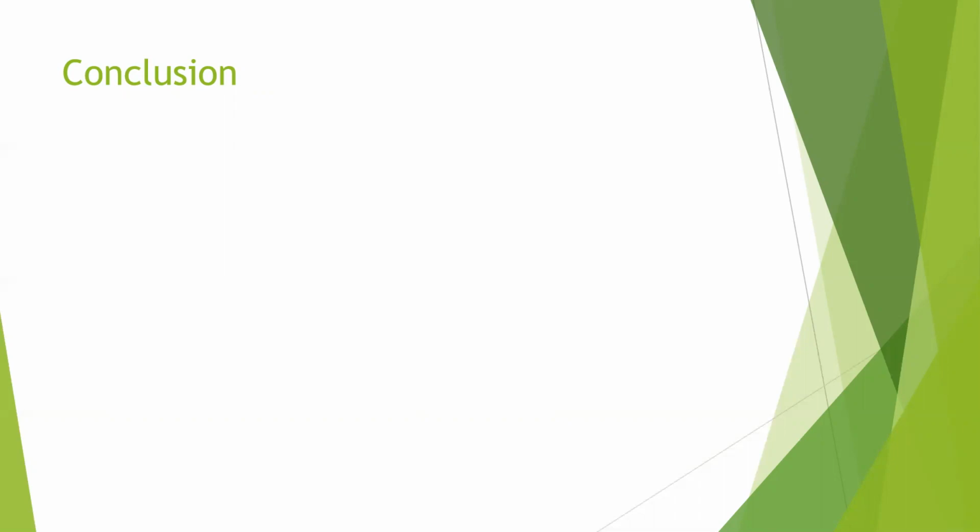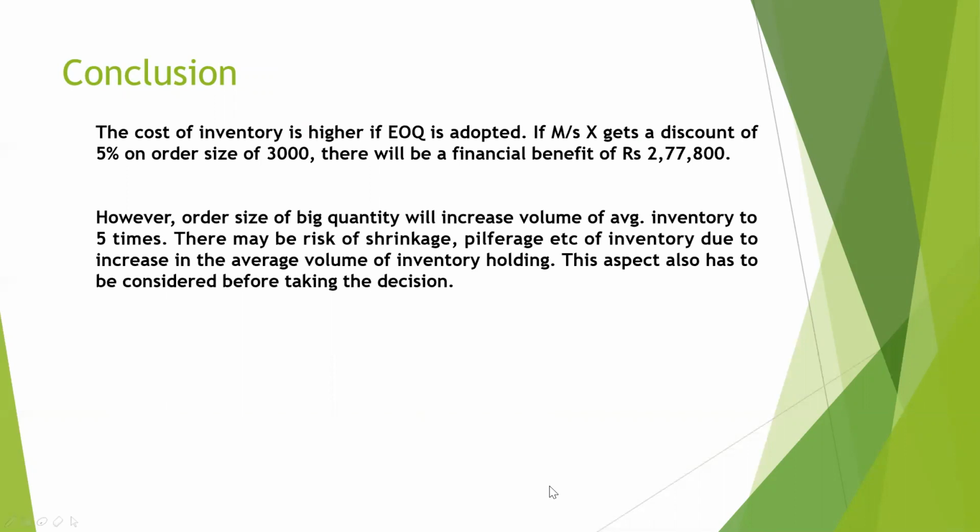There can be loss due to pilferage. With passing time, the raw material might get obsolescent, it might expire. So we also therefore have to consider these factors as well. So to conclude, the cost of inventory is higher if EOQ is adopted. If we avail the discount of 5%, there will be a financial benefit of 2,77,000, which is a big enough amount, but the volume of average inventory will increase to 5 times. There will be risk of shrinkage, pilferage, etc.